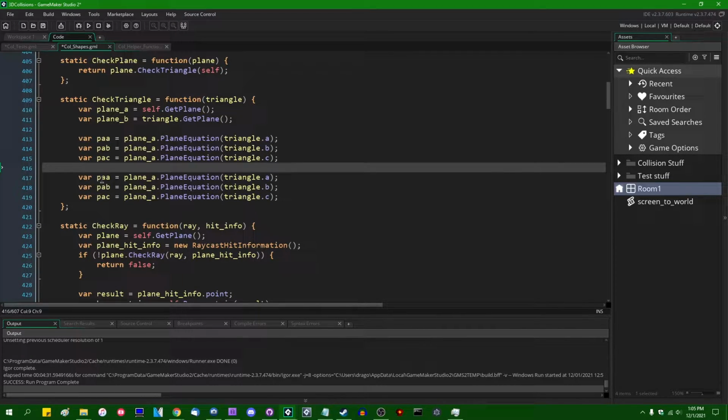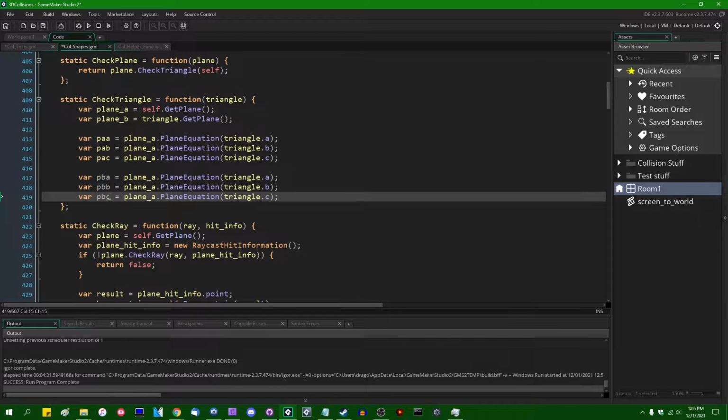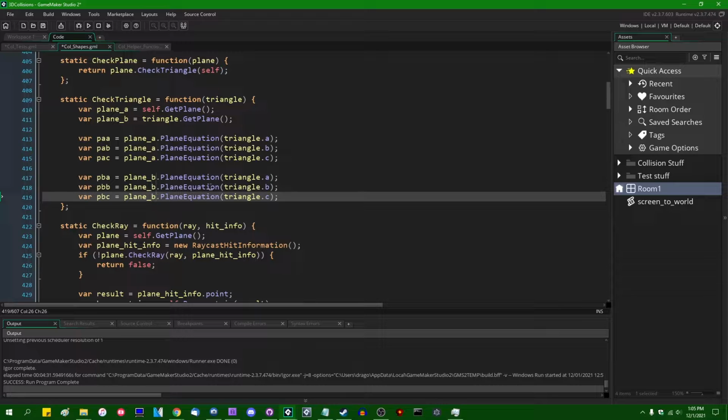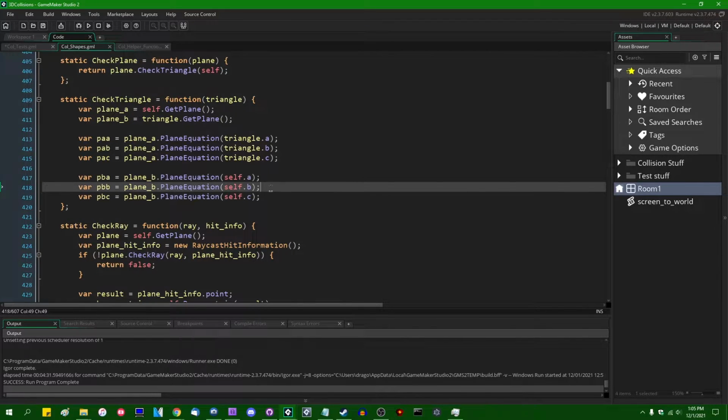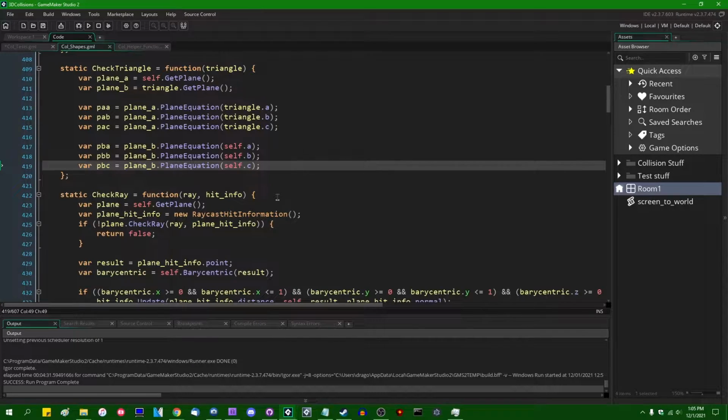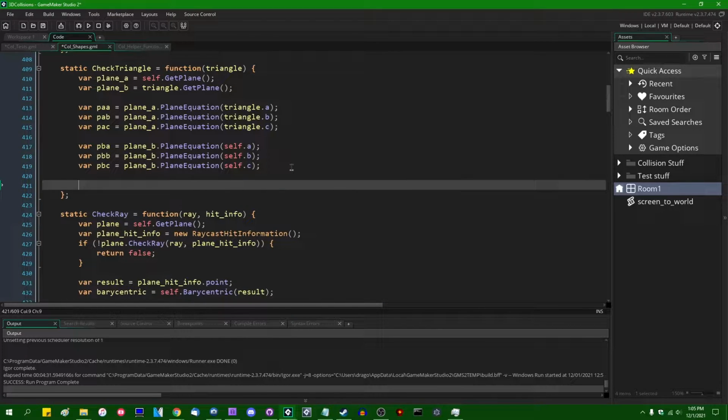Next, after that, we're going to do this the other way around. So planeB, PBA is going to be planeB dot plane equation of our self dot A, B, and C. In this, just basically reversing the order of the triangles. And if all of the points of triangle A are on the same side of planeA, then there is no intersection between the triangles because the points are all on the same side of the plane. There is no crossover.